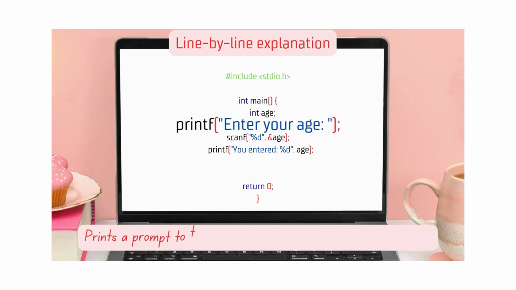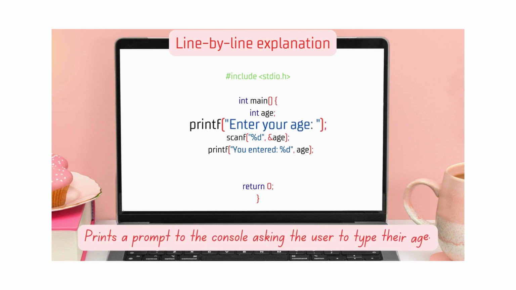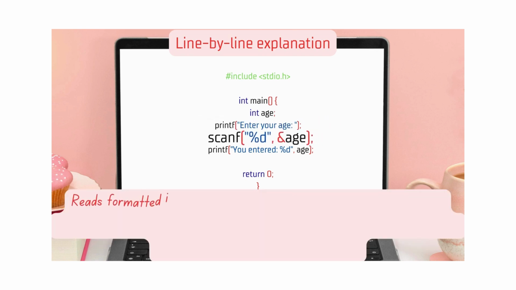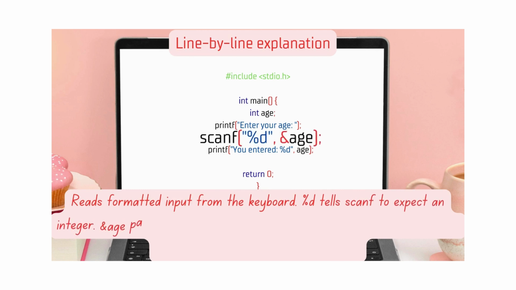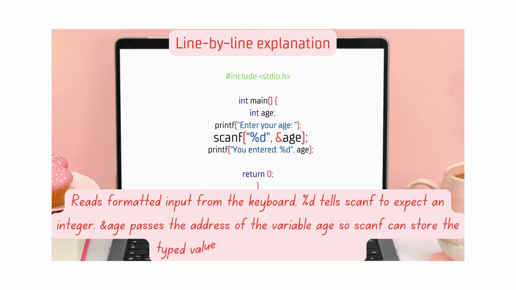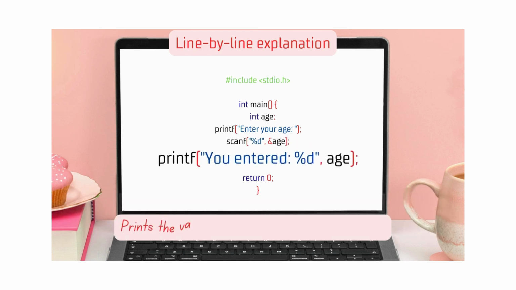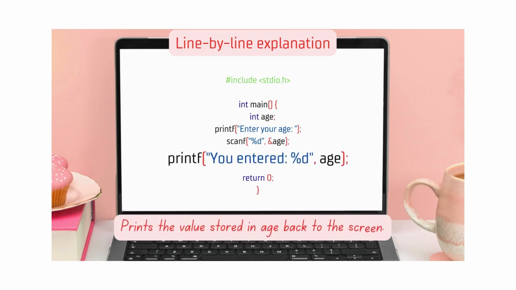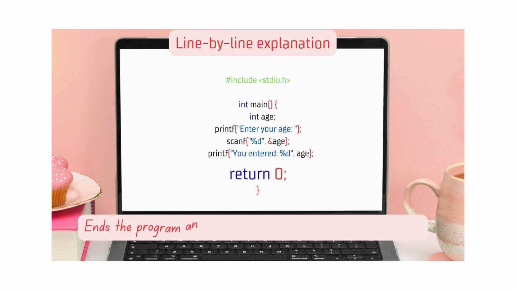This prints a prompt to the console asking the user to type their age. scanf reads formatted input from the keyboard. %d tells scanf to expect an integer, and &age passes the address of the variable age, so scanf can store the typed value into that memory location. This prints the value stored in age back to the screen. This ends the program and signals success to the operating system.